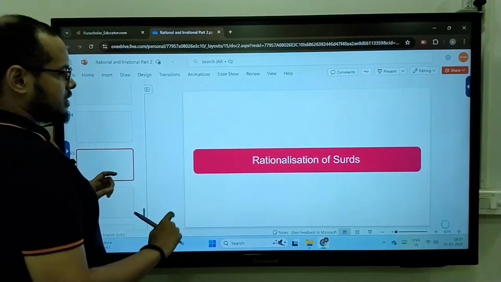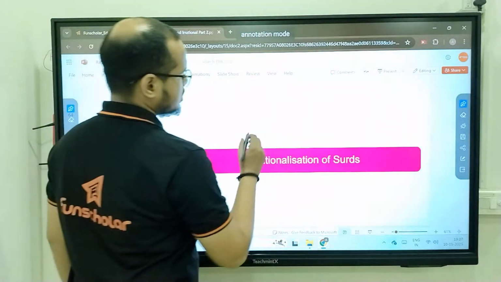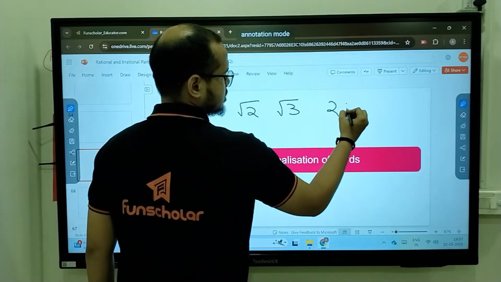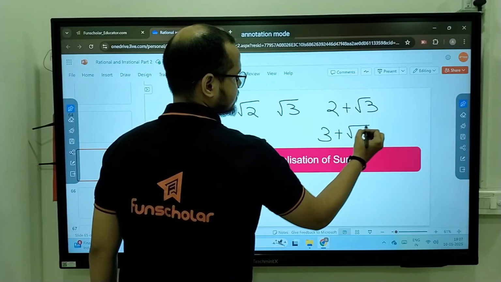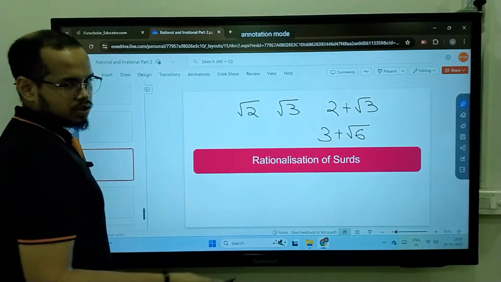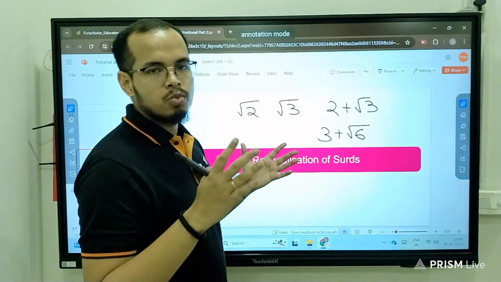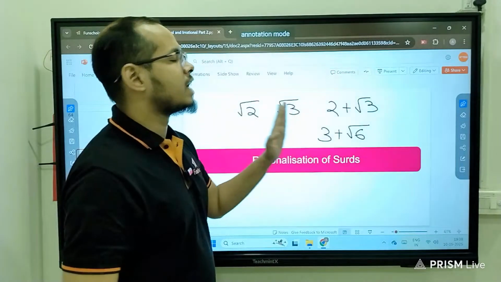See, before starting with rationalization of surds, let me make you understand what surds are. This is also a surd. This is a surd. This is a surd. This is a surd. Everything here is a surd. Now, what is this? A surd is a number or set of numbers which will at the end be rational in nature. That's it. We have to rationalize this.